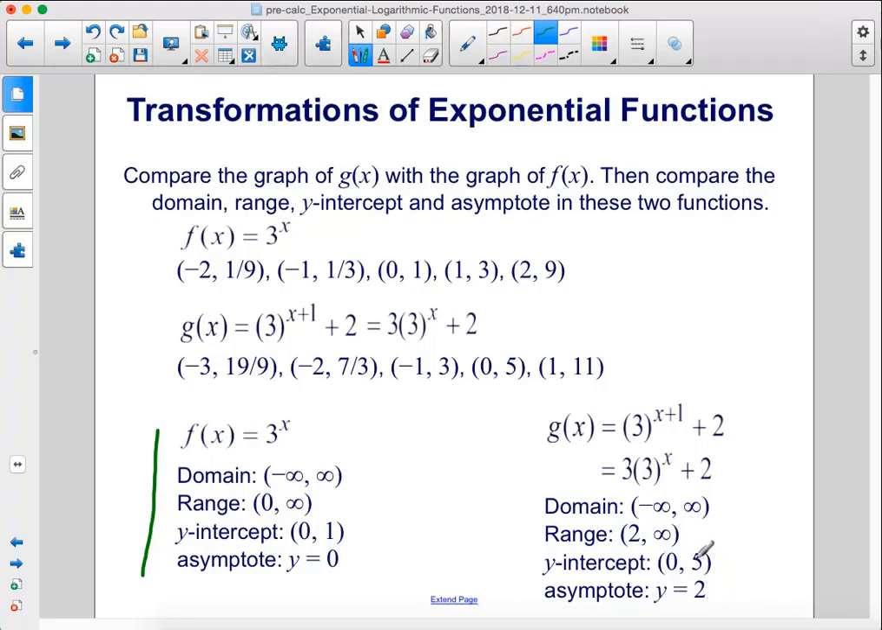The y-intercept now is at 5 instead of 1, because we have an a value of 3, so the y-intercept would be at 0, 3. However, we also have this vertical shift up 2 units. 3 plus 2 gives us 5.